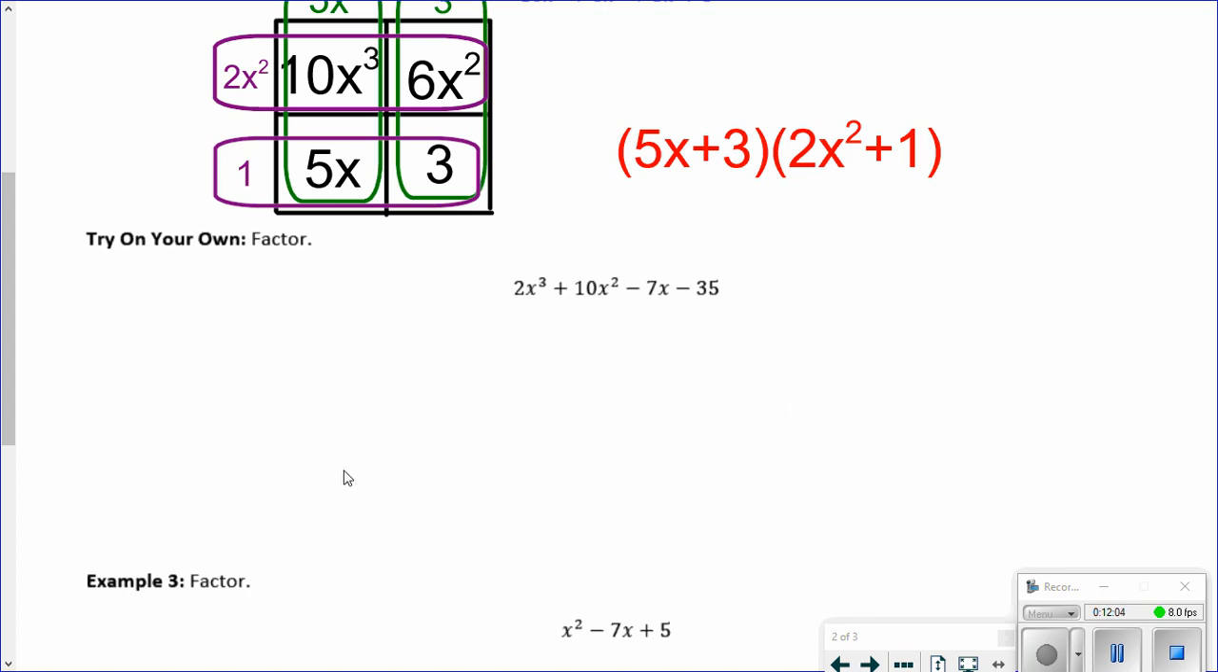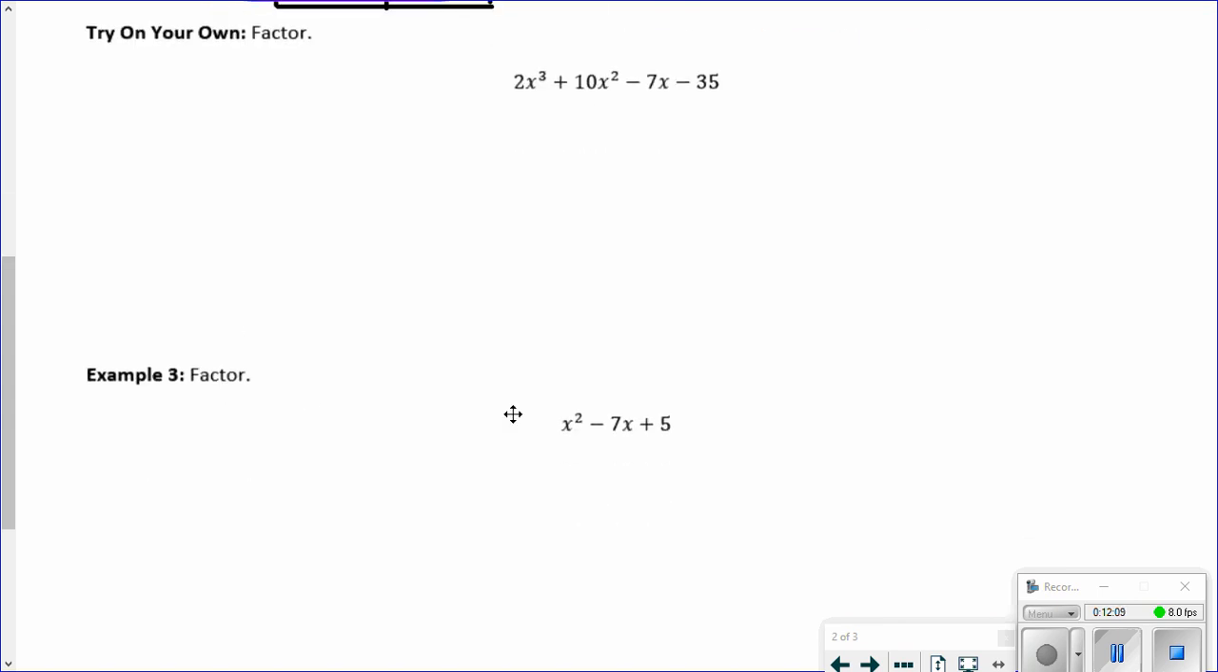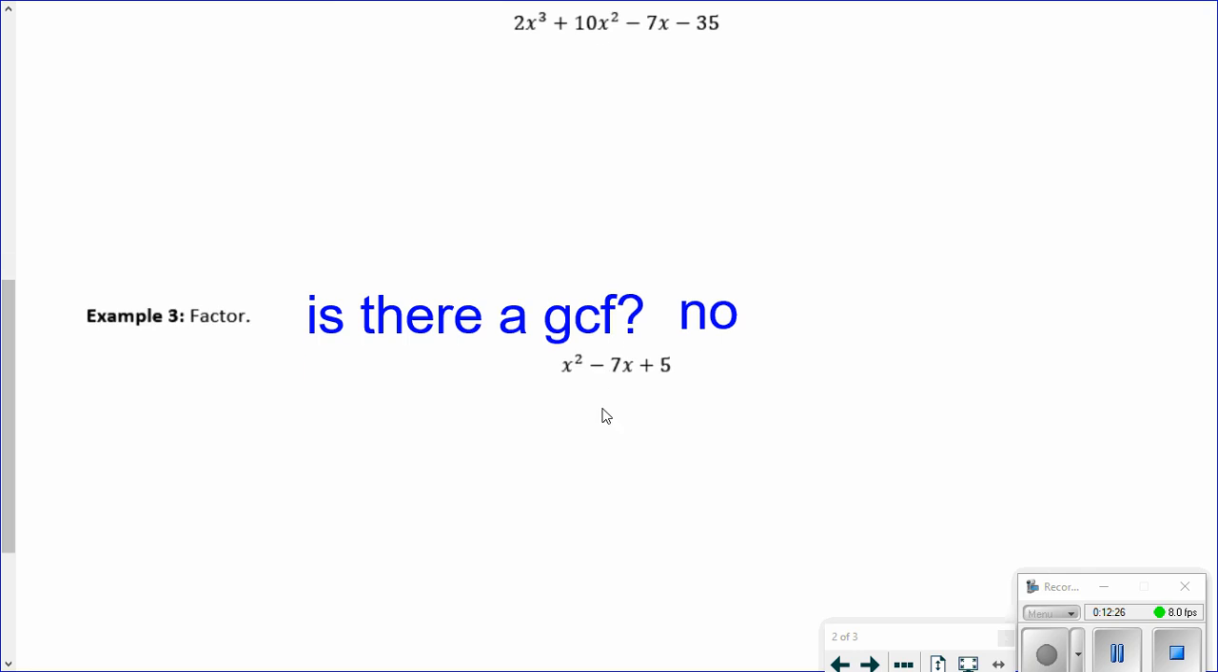All right. Example 3. Hopefully we have a little bit of the hang of it. First I'm going to read the directions. I need to factor this. So I need to ask, is there a GCF? Can I divide them all by something? No, not really. So no. Now I'm going to start the next step, which is identifying A, B, and C. A, remember, is the coefficient in the front. So if you don't see it, it's really a 1. So that's my A, -7 is my B, and 5 is my C.